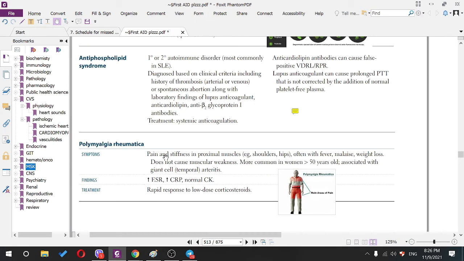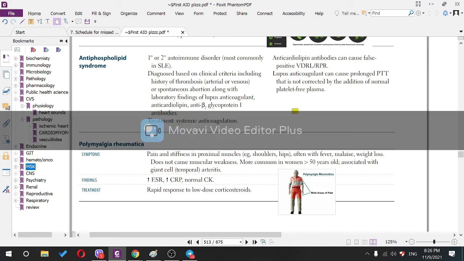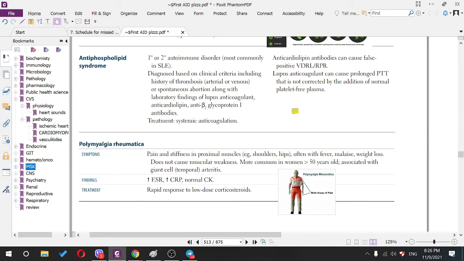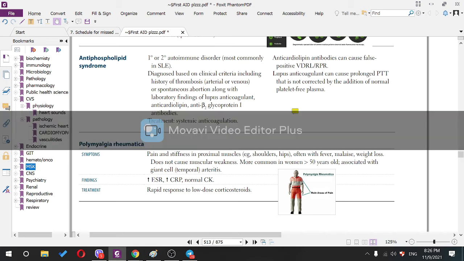In this patient, there is pain and stiffness of the proximal muscle, including the shoulder and the hip. They love to tell you in the exam, in any patient who has a problem in their proximal muscle, that they cannot reach an upper shelf, okay? They cannot reach a higher shelf, and they cannot also do what? Comb their hair. They cannot comb their hair, okay? Exactly. It's often with fever and malaise and weight loss. It does not cause muscular weakness though. It's just stiffness. So more common in ladies more than 50.